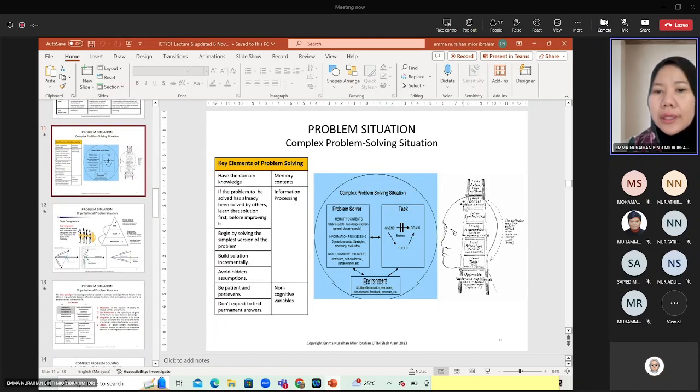Okay. So the key of problem solving situation, you have problem solver. So even as a problem solver, you need to have the traits. You need to have the characteristic. If let's say you are the CEO, you have this project, you nak letak siapa untuk uruskan projek ni. So you must know the person's experiences, personality, the capabilities and also weaknesses as well.